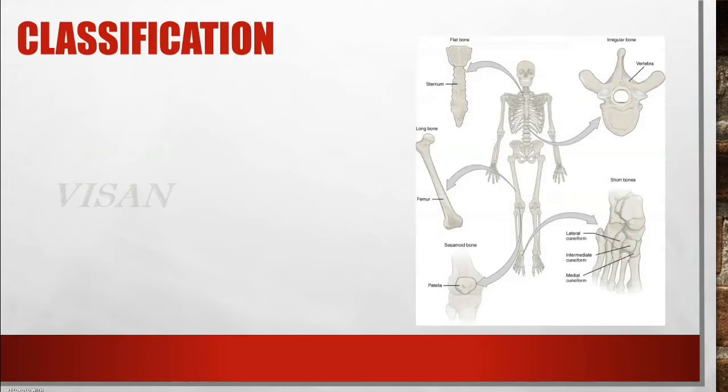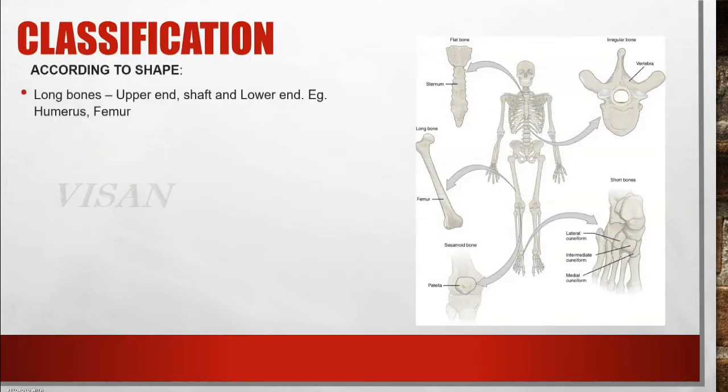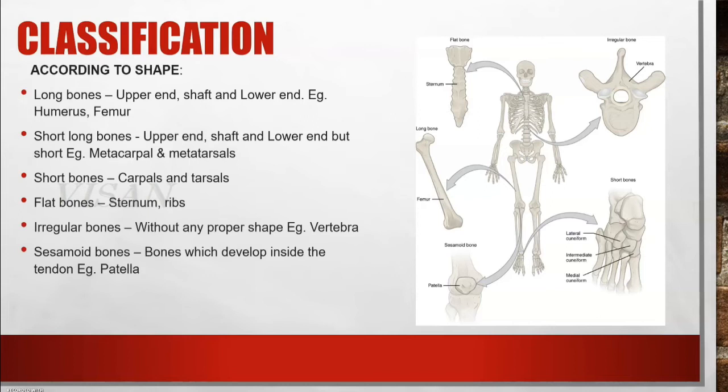The bones can be classified in different ways. First, according to shape. First are the long bones. Long bones in the sense that when we look at the bone, it is quite long and tall. A long bone basically has three parts: an upper end, a lower end, and in between the ends we have a shaft. For example, the bones present in the upper limb and the lower limb form the long bones.